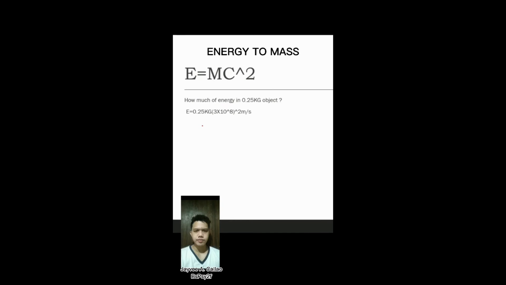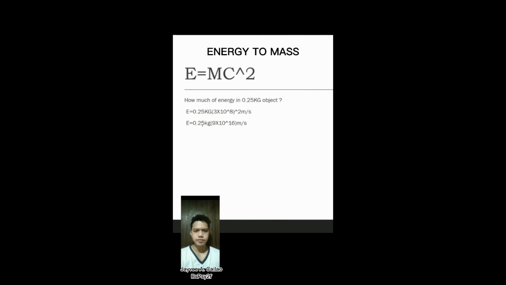When you square the speed, just the first number and the exponent only, because the times 10 is a fixed number in scientific notation. So 3 times 3 is 9, and 8 times 8 is 16. So just copy the times 10, and you will have 9 times 10 to the power of 16.